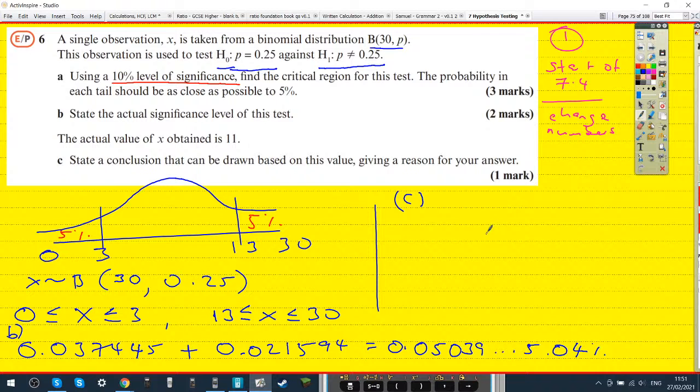What do we need to conclude? Is it whether the H1 worked, did it not, that type of thing? So is it H1 because it's not equal to 0.25? No. So 11 is here. And what is this? This is 0.25 out of 30. So 7.5 is in the middle.